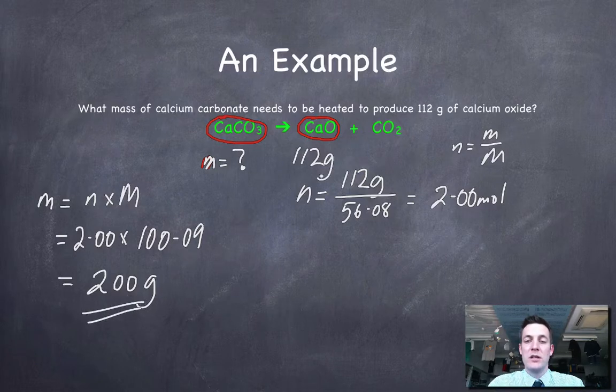Notice once again what I did was I converted a mass into moles. I used the balanced equation to tell me the number of moles of something else. So I said the number of moles of calcium carbonate was the same as the number of moles of calcium oxide.